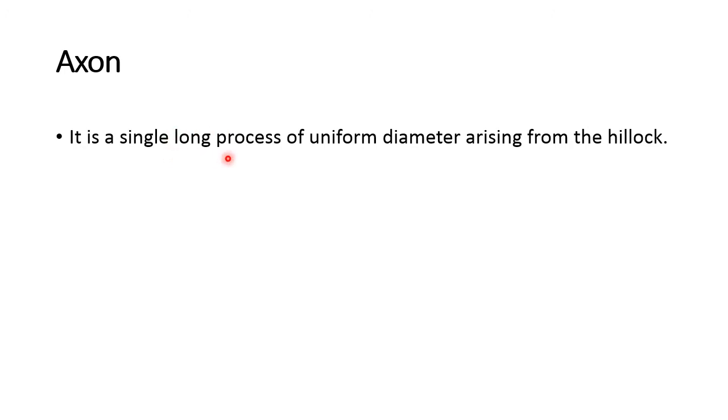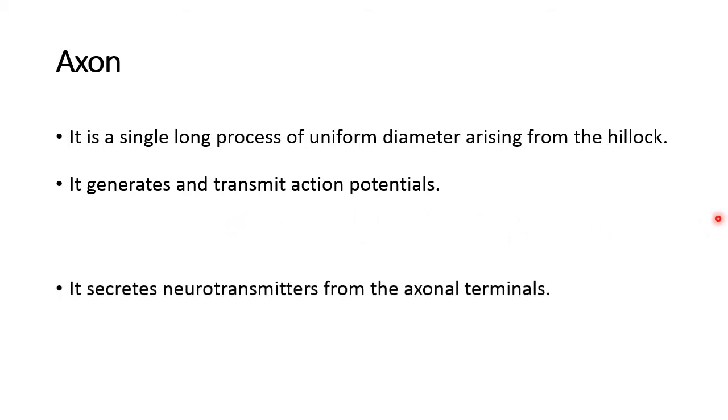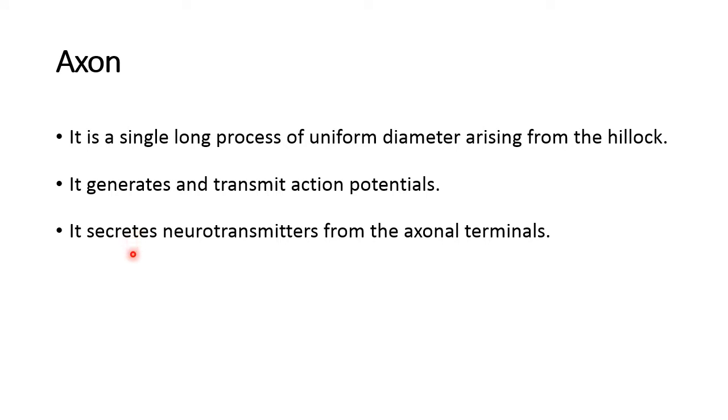What is the axon? It is a single long process of uniform diameter arising from the axon hillock at the neuronal cell body. It generates and transmits action potentials, and it secretes neurotransmitters from the axonal terminals. Each axon has axonal terminals, and it secretes neurotransmitters.